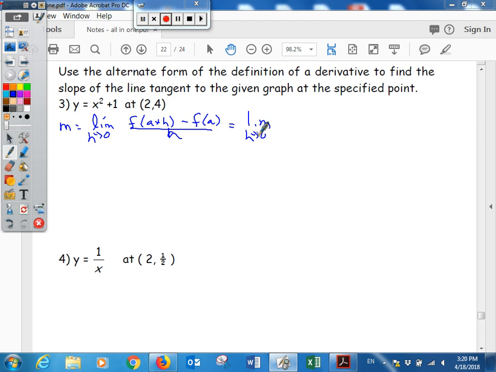Okay, so a is 2. That's the x value that we're finding it at. So I'm going to go ahead and plug in a 2 plus h into this. So 2 plus h squared plus 1. That's the f at a plus h, minus f at a. So 2 squared plus 1. That's f at 2, f at a, all over h.